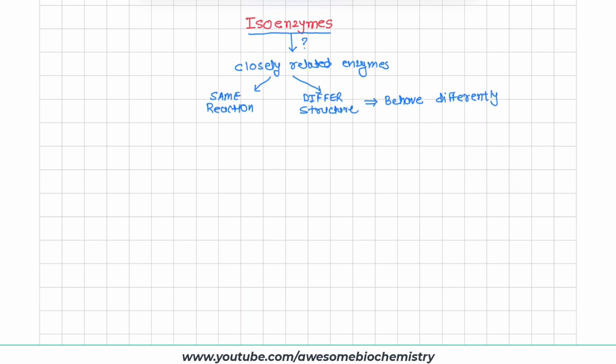Here is an easy way to visualize it. Think of isoenzymes like different vehicles. A car and a bus both take you from point A to point B. Same function, right? But they have different engines, designs, and performance. Similarly, isoenzymes catalyze the same reaction, but their internal design, that is, their molecular structure, differs. And because of that, their behavior or properties also differ.